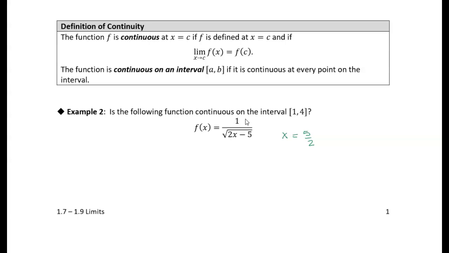So the answer here is that no, this is not continuous, because when x is equal to 2.5, the function is undefined. Okay, so that means we can never actually evaluate f of 5/2. So it doesn't matter what the limit is because we can never actually evaluate f at 5/2. So it's not continuous.